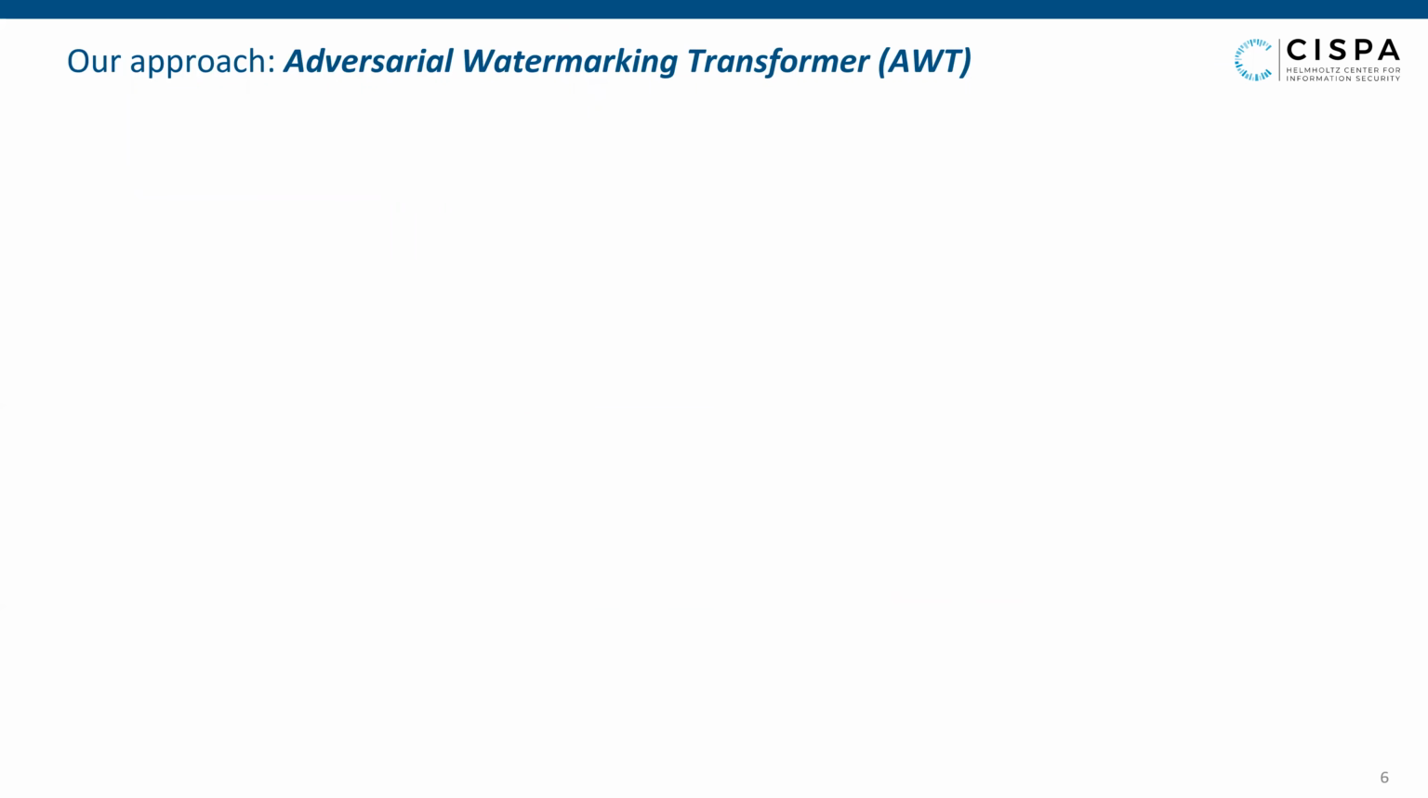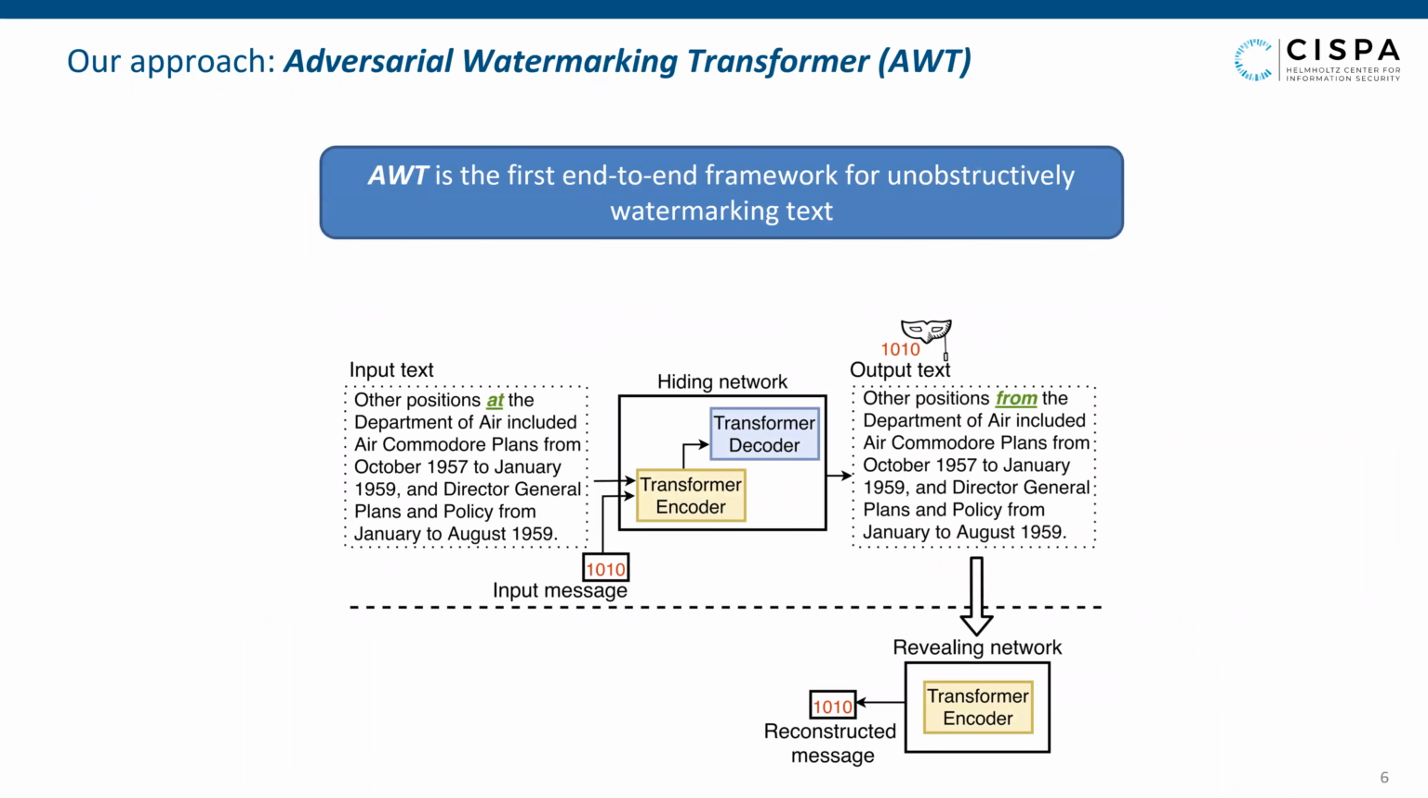Towards that goal, we propose the Adversarial Watermarking Transformer, or AWT in short. Our model is the first end-to-end method for language watermarking. It consists of a data hiding network to generate the watermark text and a data revealing network to decode the message. We utilize adversarial training to achieve stealthiness and subtle encoding of the information. All these components are jointly trained. We don't use any paired training data, and the model learns to encode the information automatically.